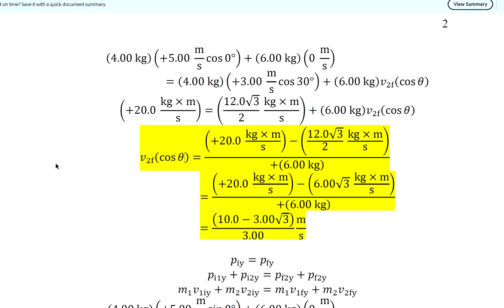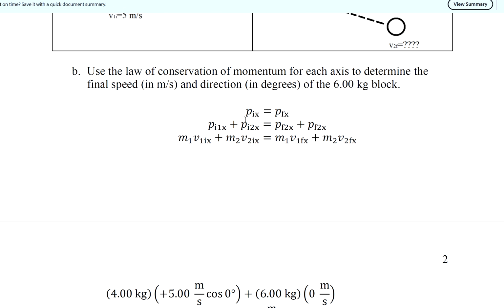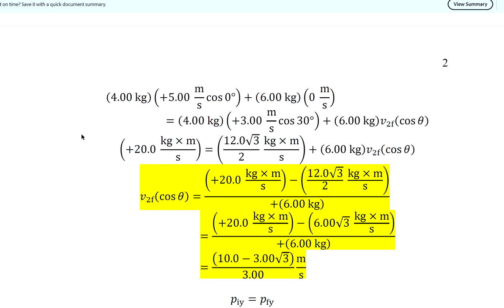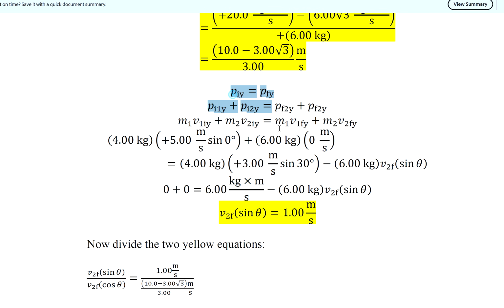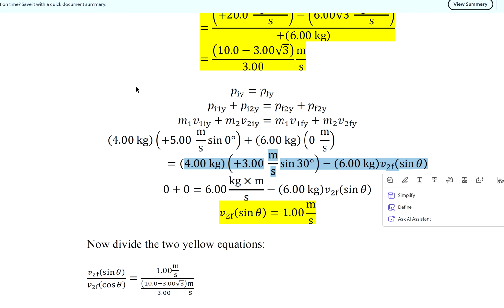Now, that was the horizontal motion. So now I'm going to do the same thing with vertical motion. P initial y equals P final y. Initially, there was no vertical momentum, so the left-hand side is equal to 0, because the sine of 0 is 0. At the end, I'm going to have m1 v1 sine theta final plus m2 v2 sine theta final.